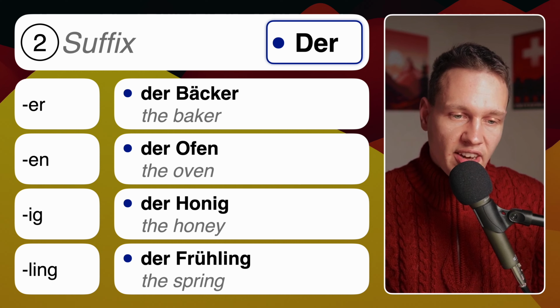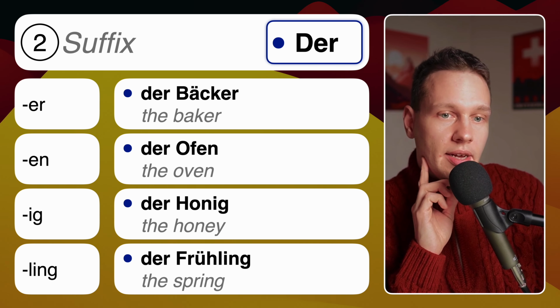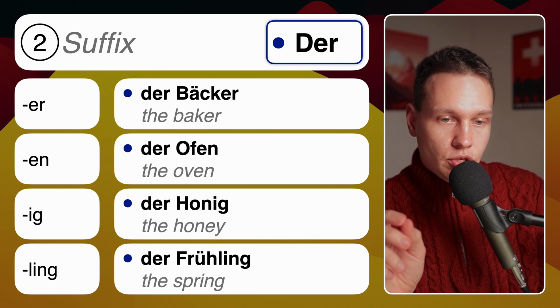Then let's look at suffixes. And so here we have quite a few, so I'll go through them a bit quicker, but this is what you should remember.